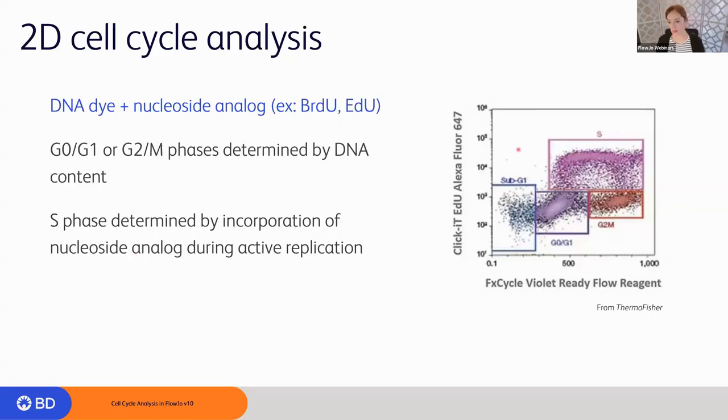So in terms of an analysis, at this point it's largely manual. You could just identify each of the phases based on whether they are expressing the antibody for the BrdU or EdU, and then also the amount of their DNA content. Okay, so using them in concert, then we get a sense of those three phases.